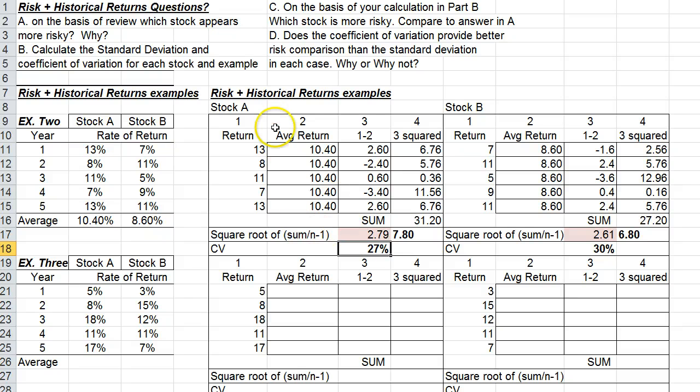So on part C, we did part B. In part C, on the basis of calculations in part B, which stock is riskier? And that would be stock B. And part D, does the coefficient of variation provide a better risk comparison than the standard deviation? In this case, yes, it can compare risk better because it's taking into account the average returns when looking at risk in relationship to the dispersion with the standard deviation.